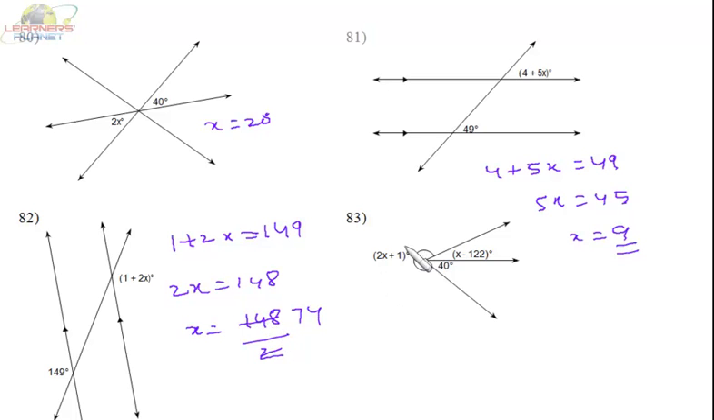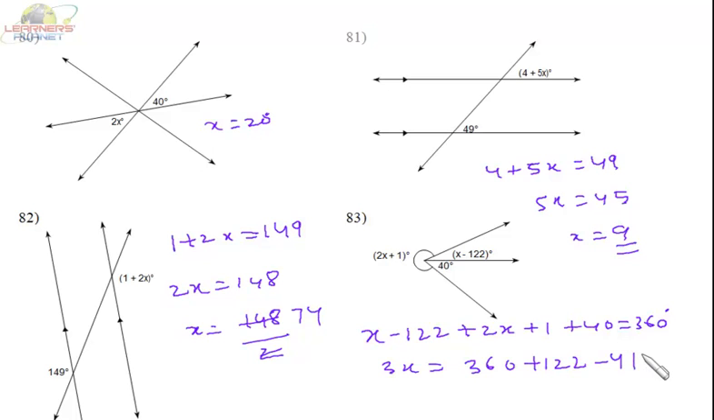Clear? Here the complete angle is 360, so just write the equation. x minus 122 plus 2x plus 1 plus 40 is 360. Okay, so it's 2x plus x. 3x is equal to 360 plus 122 minus 41. So it's 441, or we can say x is equal to 147. I hope you are getting my point.